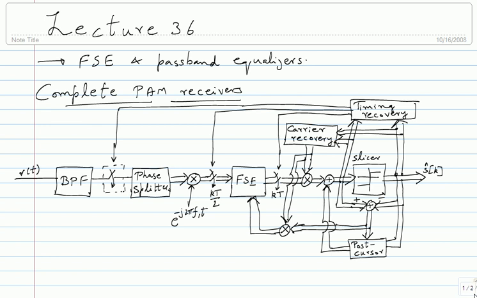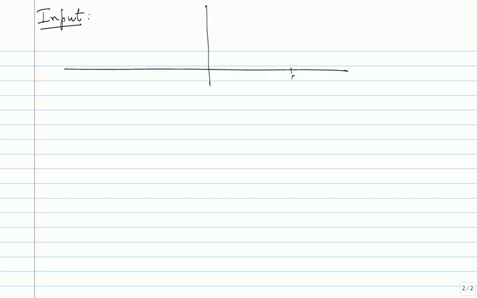Okay, so the first thing is at the input, before the bandpass filter. What is the spectrum like? It's very easy to see that. So you have a center frequency, and the spectrum will be something around that. It need not be symmetric about FC, right? So that's your spectrum at the input.